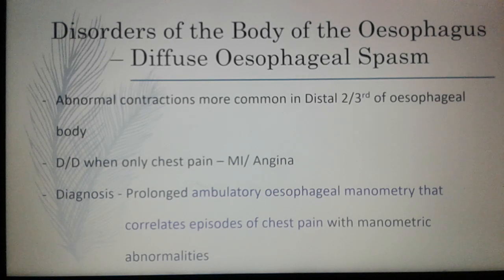Angina, MI, we have already discussed. Now, as far as the diagnosis is concerned, prolonged ambulatory esophageal manometry we will have to do, and we must correlate the manometric findings with the episodes of chest pain. If that is correlating, yes, the diagnosis can be made. The diagnosis can be made by these two important findings.